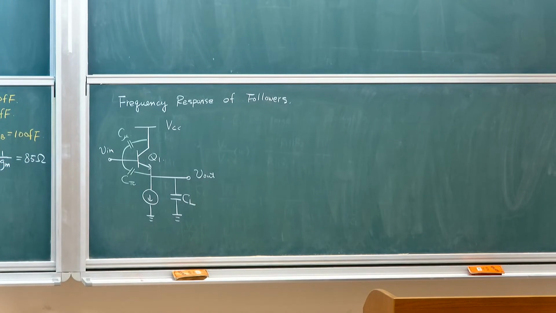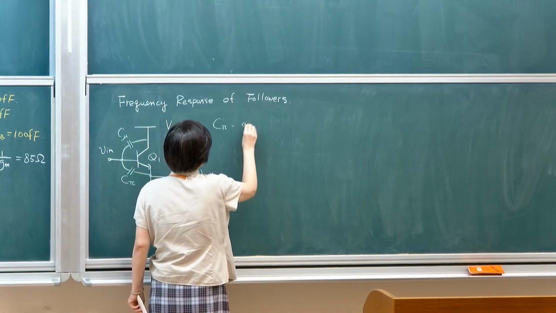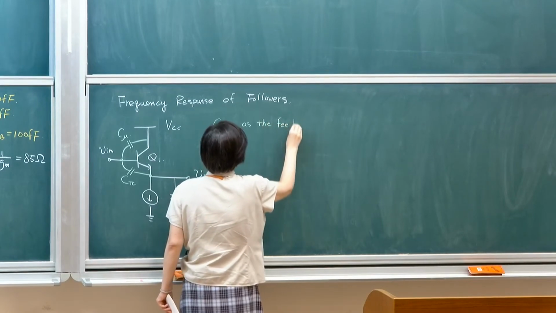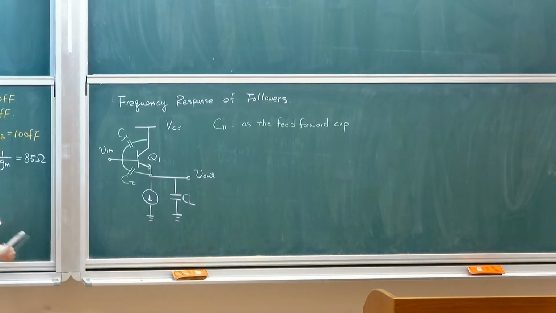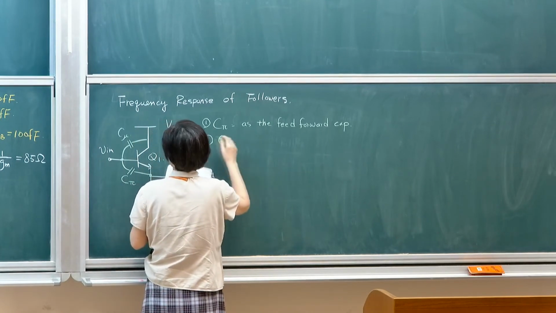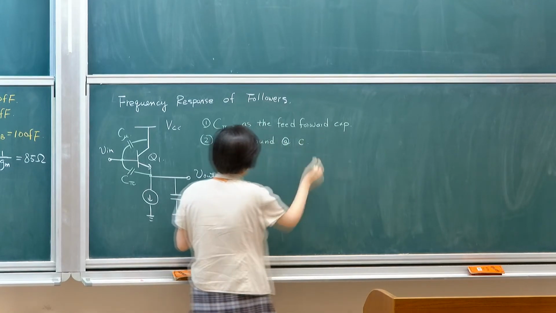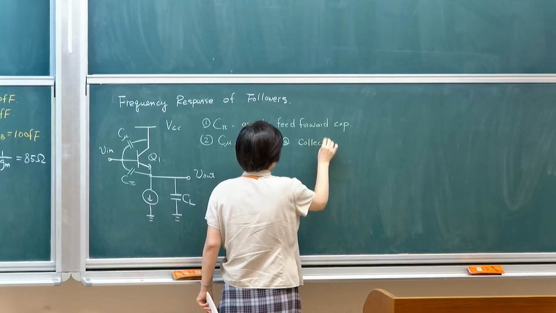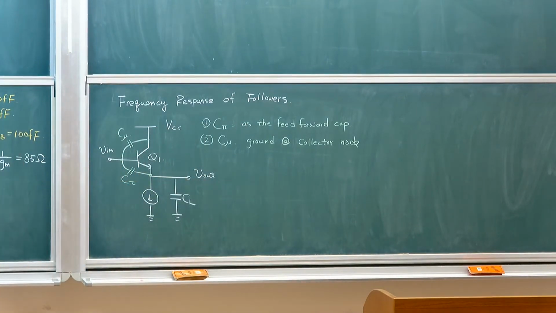If we first look at this architecture, it will have some feed-forward capacitance because this is the input terminal. So you have C pi as the feed-forward. And the second thing is C mu, and C mu is grounded at the collector terminal. This is the AC ground. So instead of having C mu as a feed-forward, you now have C mu as an input loading capacitance.